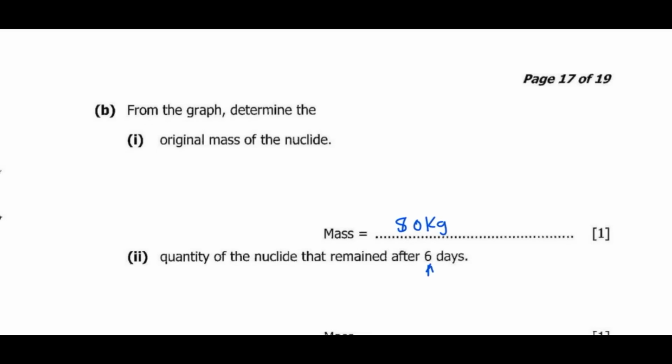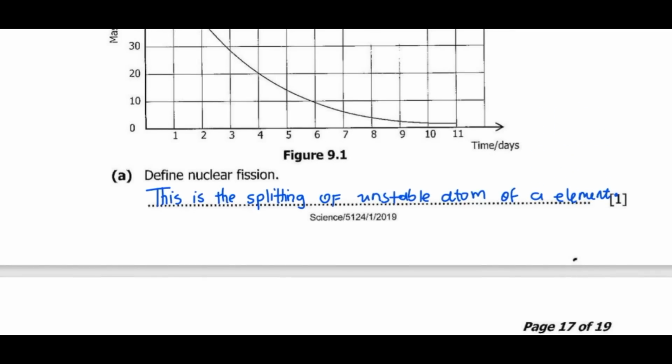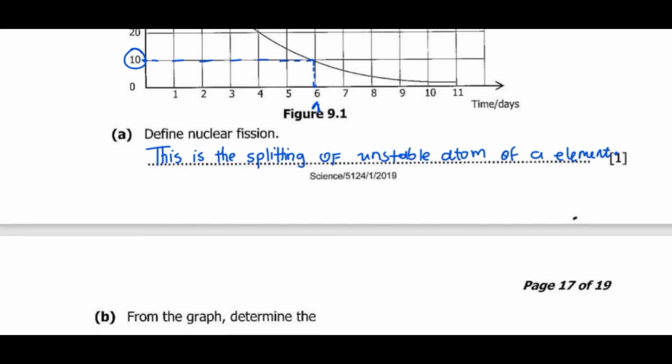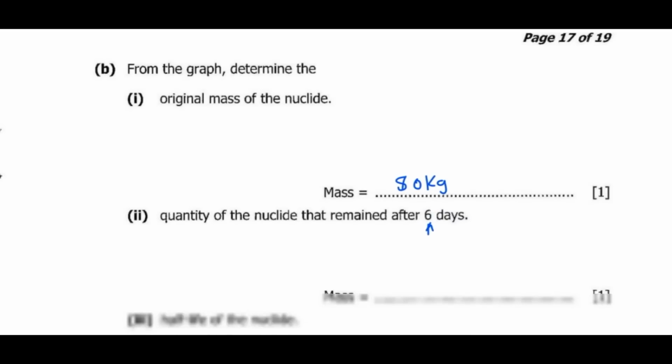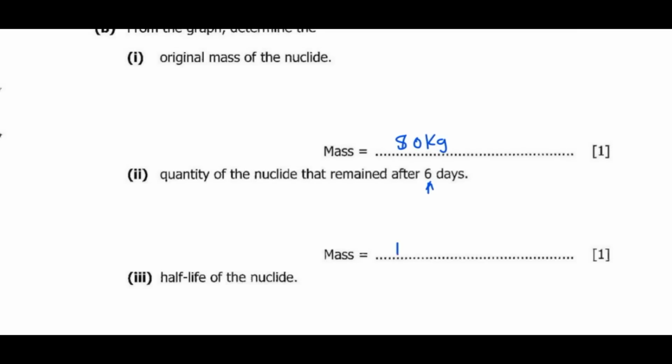Then the quantity of the nuclide that remained after 6 days. So let's go back to our graph. Days were on the x-axis. So 6 days is here. So you draw a line, then you turn 90 degrees to the left. So we can see that we are cutting the y-axis at 10. So 10 kg remained after 6 days.